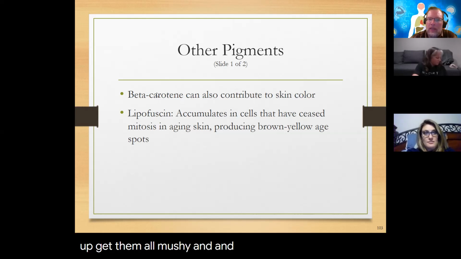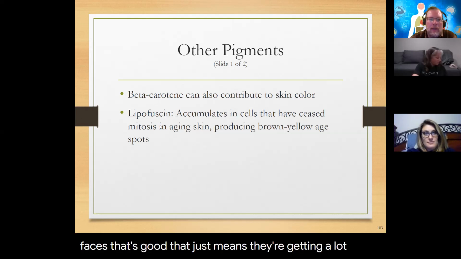You don't need to buy any of that stuff in the can. You can make it at home for cheaper and it's healthier. And these little buggers, their lips and their faces will get orange. That's good. That just means they're getting a lot of good nutrients. Okay.